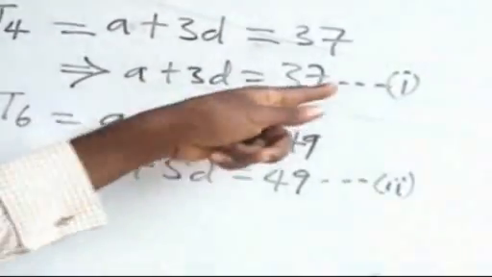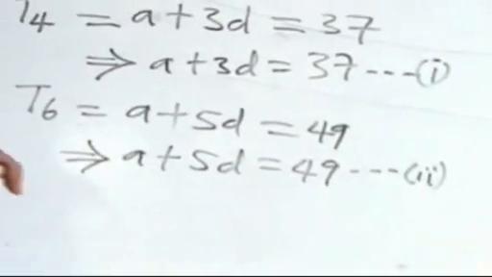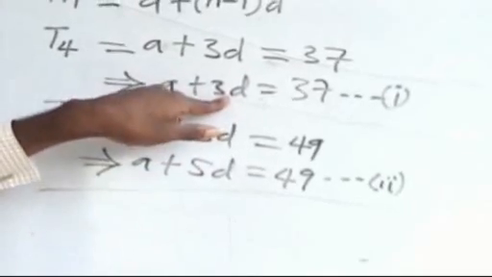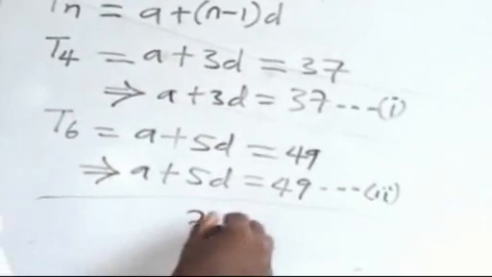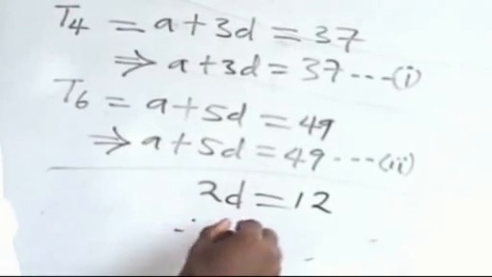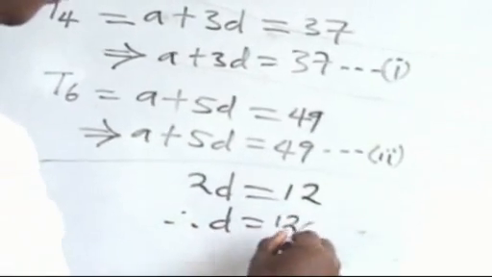Now we will subtract equation 1 from equation 2. If we do that, a minus a will give us 0, okay, and 5d minus 3d will give us 2d. This is equal to 49 minus 37. It will give us 12. Therefore, our d is equal to 12 divided by 2, which is equal to 6.